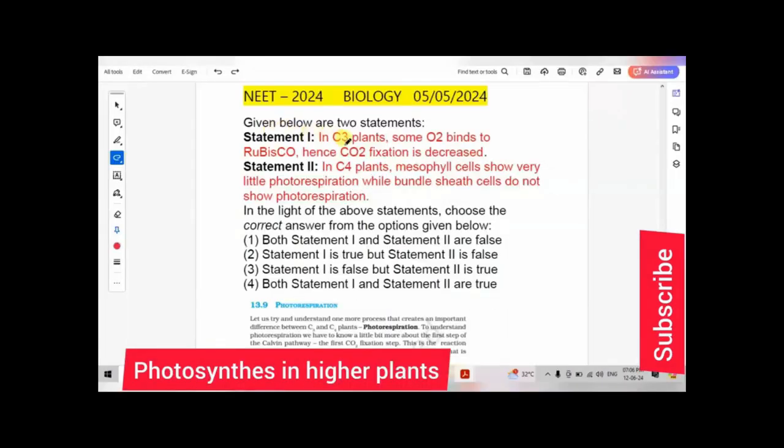Statement 1: In C3 plants, some O2 binds to rubisco and hence CO2 fixation is decreased, and it's right. Statement 2: In C4 plants, mesophyll cells show very little photorespiration while the bundle sheath cells do not show photorespiration, and it is wrong. So option 2: statement 1 is true, but statement 2 is false.